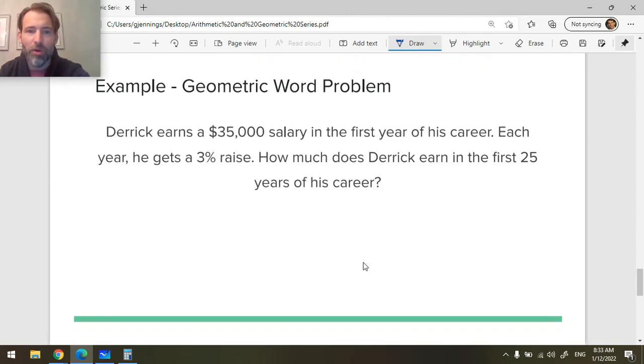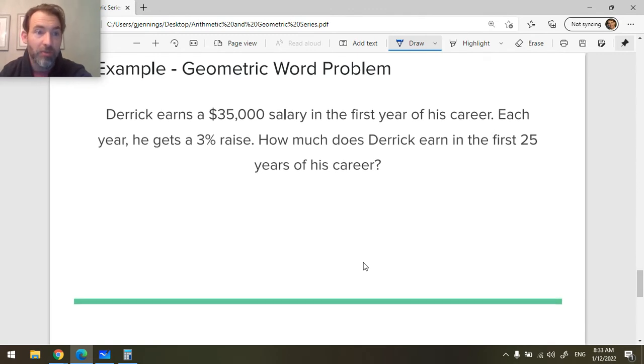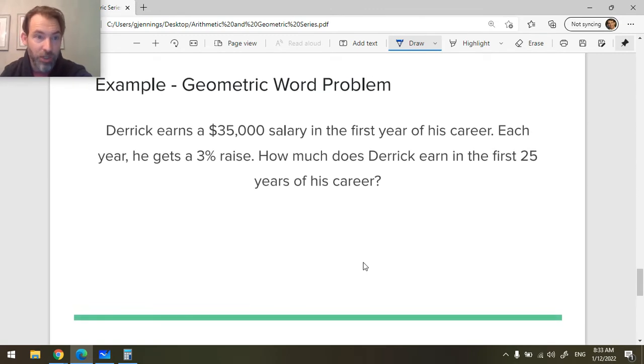Now, here is a word problem that shows you some of the applicability of geometric series in the world. If someone is earning a $35,000 salary in the first year of their career, but every year it grows by 3%, how much do they earn in the first 25 years of their career? This is a practical question. We're going to see even more practical questions tomorrow and Friday as well, and you're going to be using some in your assignment as well.